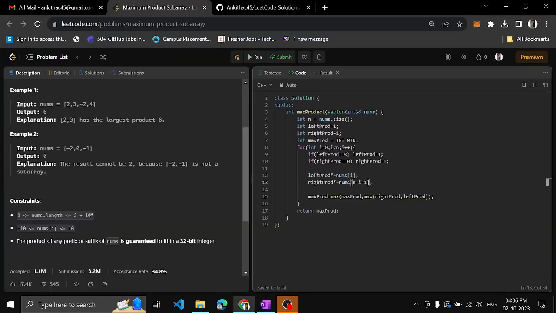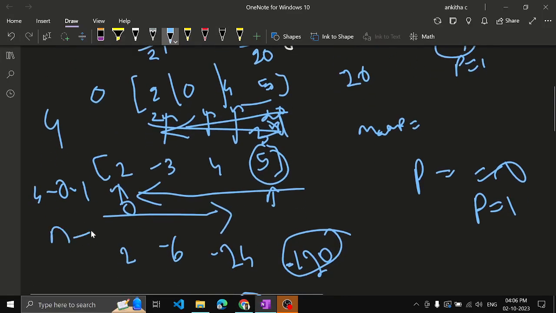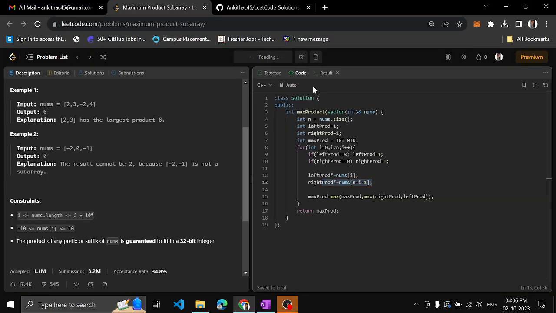And again, if right product is 0, initialize right product to 1. So we will not do that. Instead, we will do like this. So this is simple, n minus I minus 1, because we are starting from 0th index, 1 more minus 1 is required. So now we will submit this and check.